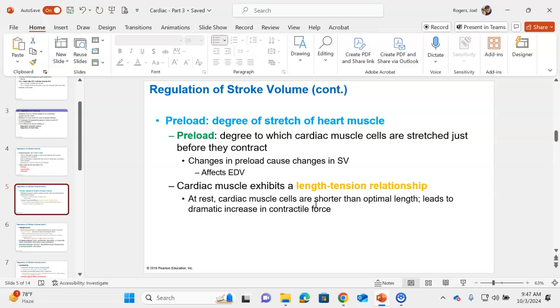Okay, so anything that increases preload increases stroke volume. Anything that increases stroke volume increases cardiac output. Okay, so we can connect the dots even more and say that anything that increases preload increases cardiac output. Anything that decreases preload decreases cardiac output.